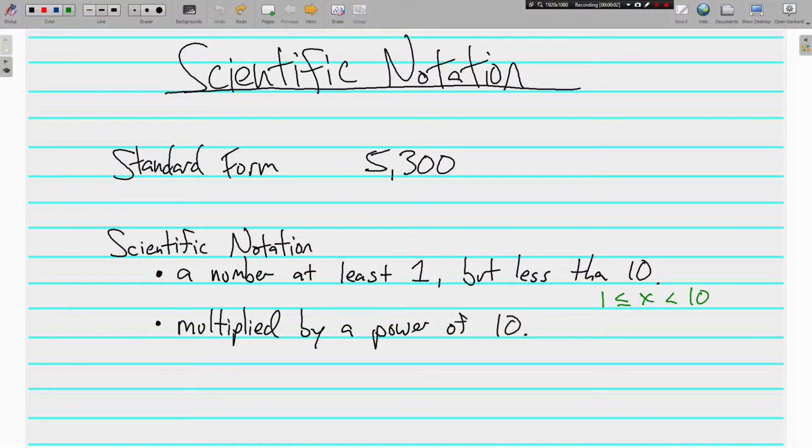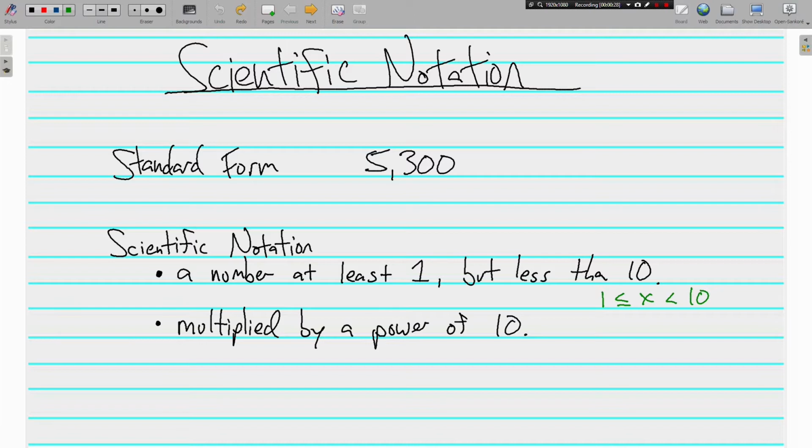Today we are talking about scientific notation. Scientific notation is a kind of shorthand. It's a more convenient, easier way to write really big, really long numbers, but also really small numbers, decimals, fractions. It's another way of writing large and small numbers.